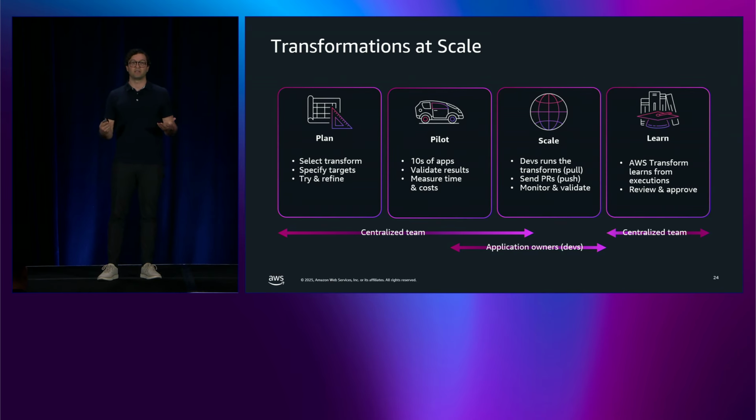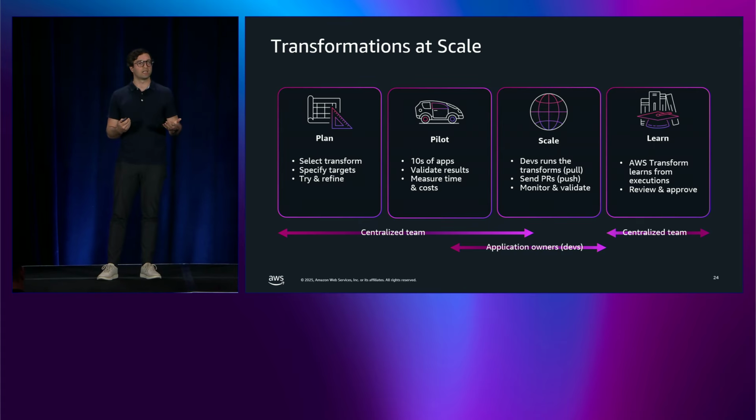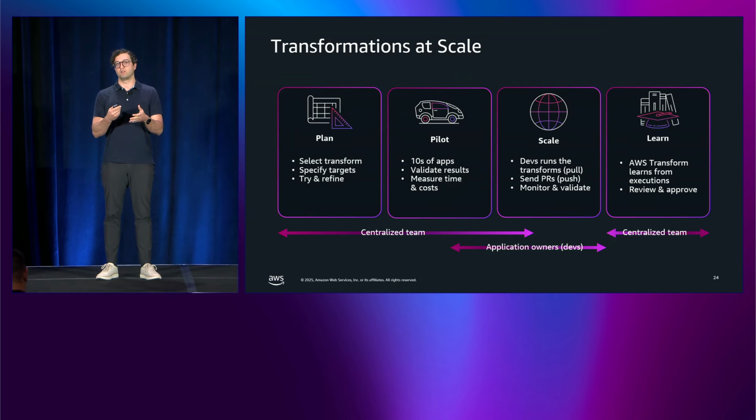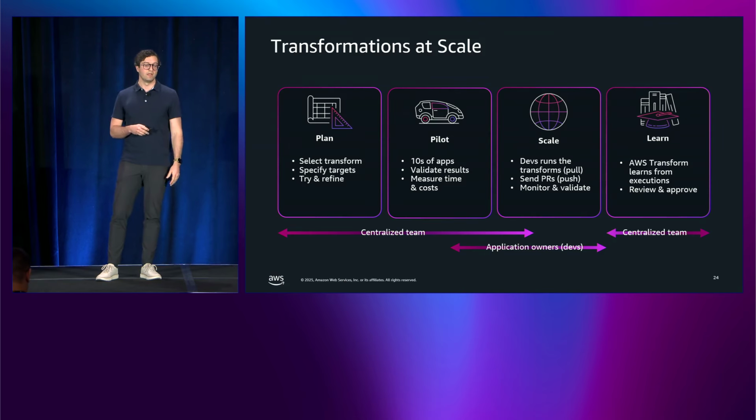Figure out what it is that you're trying to transform. And then you're going to identify some representative targets to start with. So a code base that's not too simple, not too complex, something that you feel hits the mark of a good representation of all of the other code bases you're going to have to transform that are facing the same problem. And then you try it.